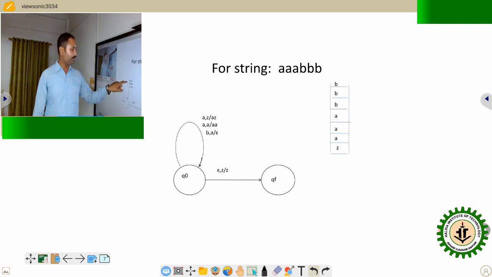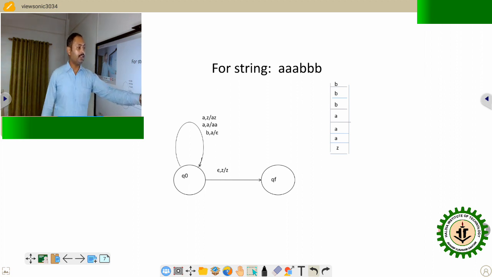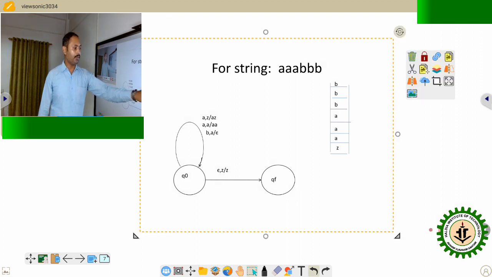In this transaction, the input symbol is A and the top of the stack is Z, so we can easily add A over Z. Now we are going to insert another A. Our input symbol is A and the top of the stack is also A, so we can easily add A over A.